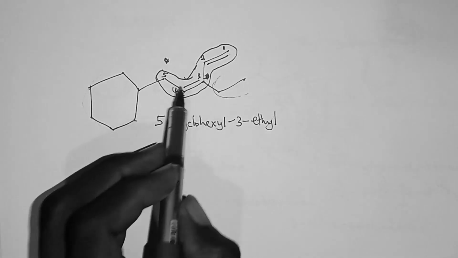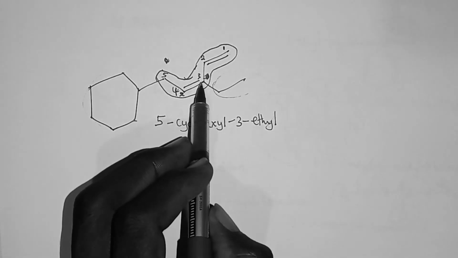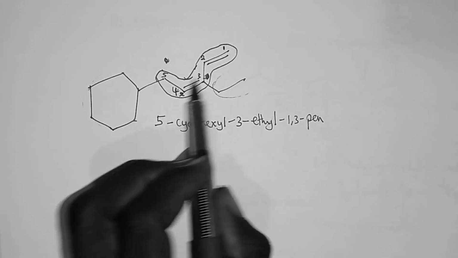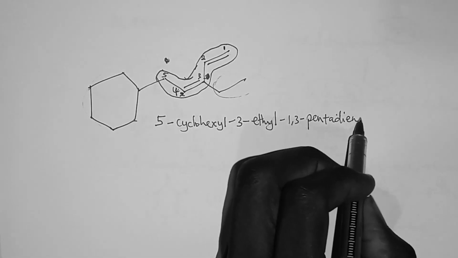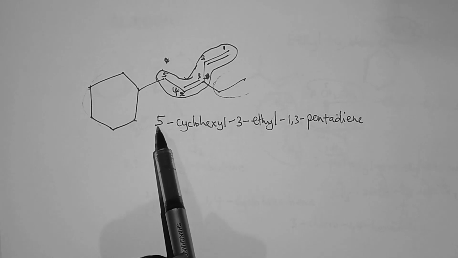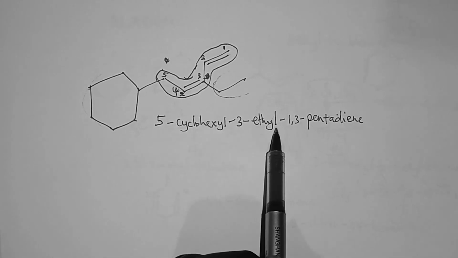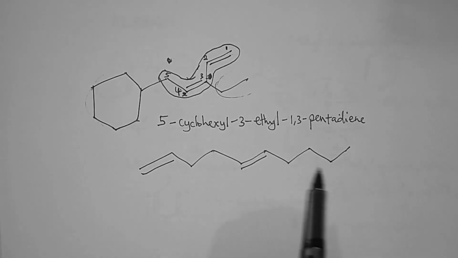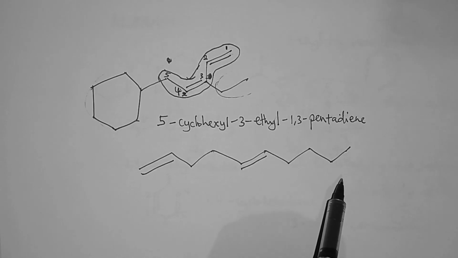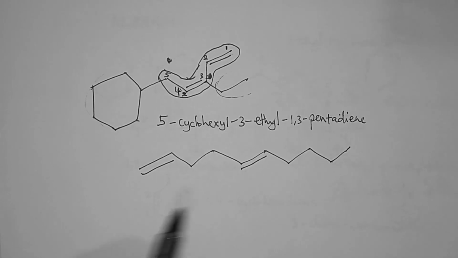Then the double bond is on carbon number 1 and carbon number 3, so 1,3 diene. So it is 5-cyclohexyl, 3-ethyl, 1,3. And what is the name of this molecule? You can pause the video and try.